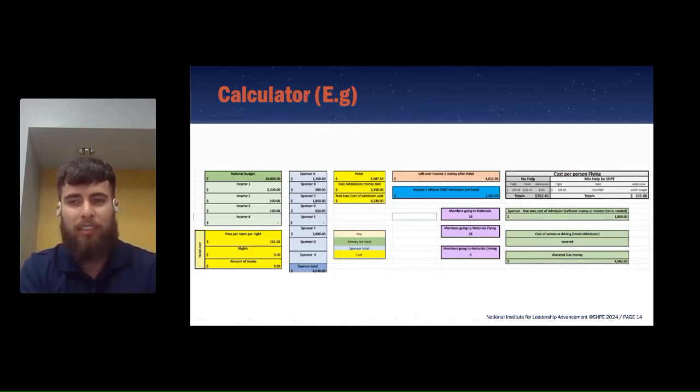So you don't have to spend as much time on this, it would just be more of plugging in numbers to see how many members each chapter is able to take. So I just recommend making a tool for yourself so you can push out numbers way quicker than doing it by hand.